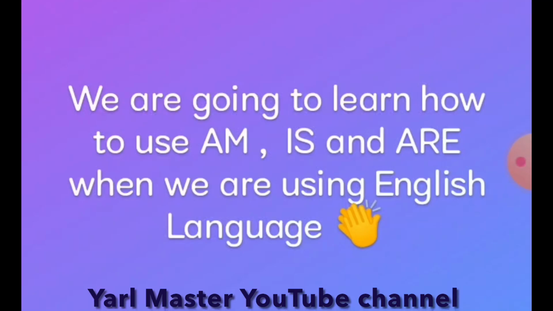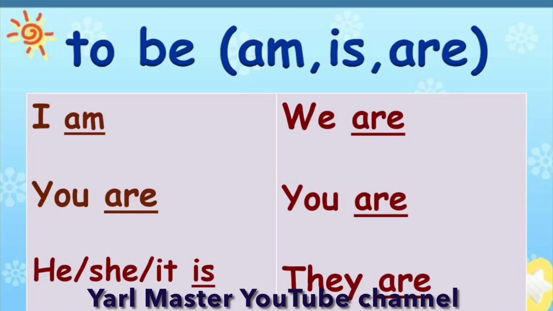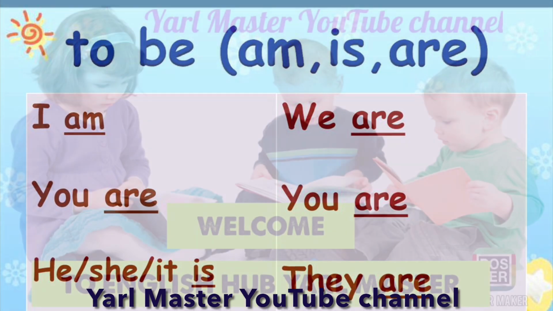Okay, so today we have learned am, is, are in English. You can see these lovely mushrooms, right? I am. He is. She is. It is. We are. You are. They are. I hope you all understood the lesson for the day.